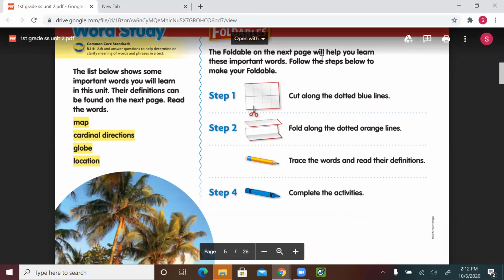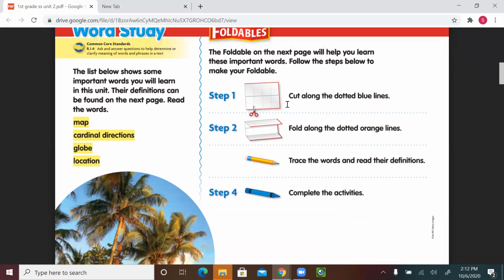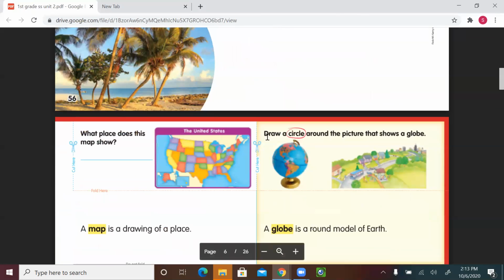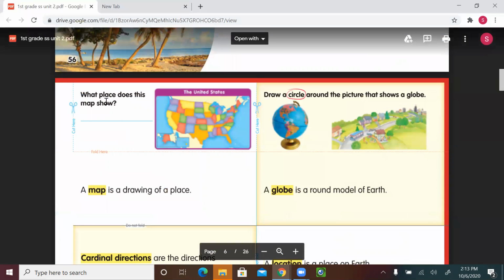A foldable on the next page will help you learn these important words. Follow the steps below to make your foldable. So we have step 1, they show you where to cut. Step 2, they show you where to fold, and then you trace the words and complete your activity, the fourth activity or the fourth question. So over here, they show you a map.